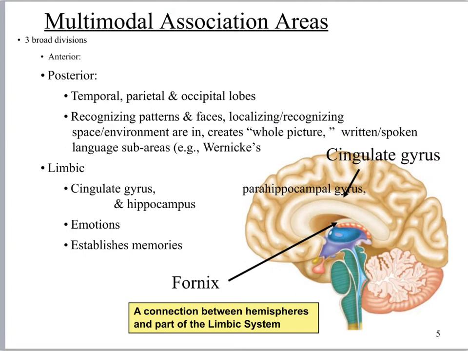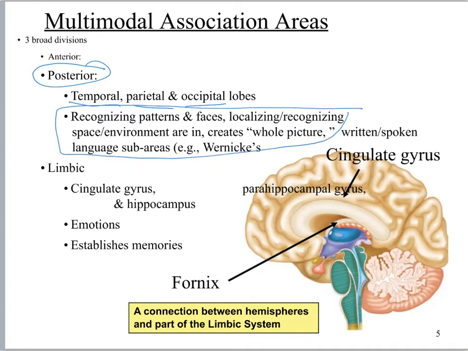The posterior division is going to include the temporal, parietal, and occipital lobes. This is where you're going to recognize patterns, faces, and get a whole picture of something. We've got language sub-areas. And then the third broad division is going to be the limbic areas, which we've already talked about in another video. That includes the cingulate gyrus and hippocampus, and deals with emotions and memories. All right, next slide.